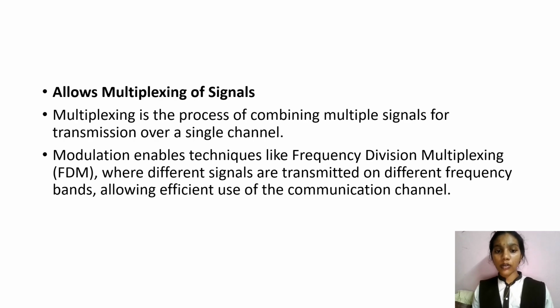The next one is allowing the multiplexing of signals. Multiplexing of signals is the process of combining multiple signals for transmission over a single channel. Modulation enables techniques like frequency division multiplexing, FDM, where different signals are transmitted at different frequency bands, allowing efficient use of the communication channel.